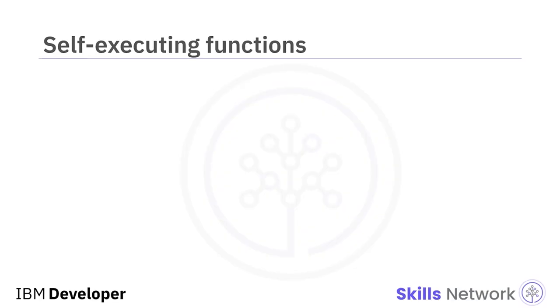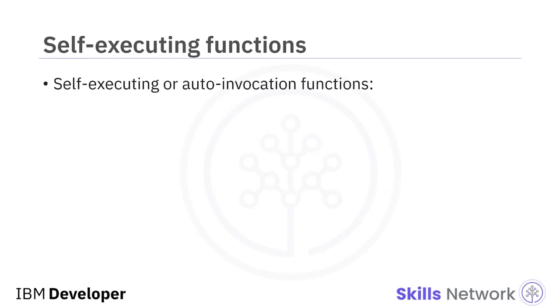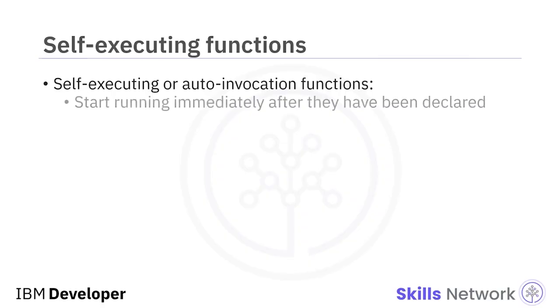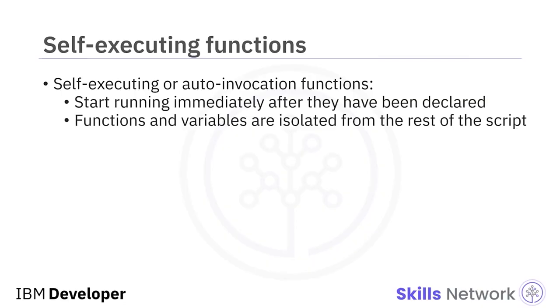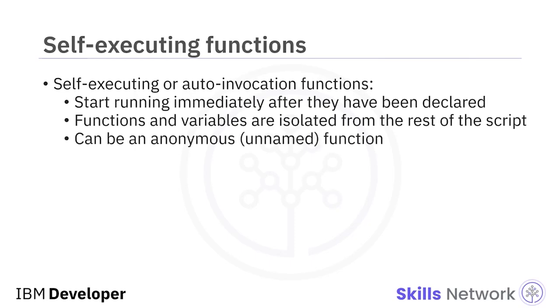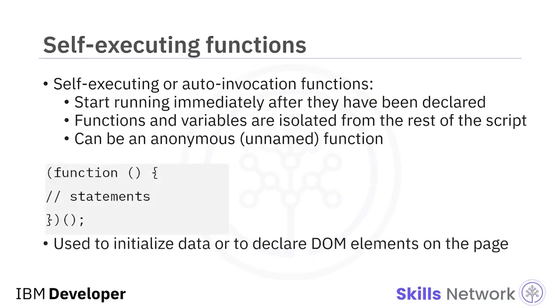Functions are usually declared first and not run until you specifically ask them to, as you saw in some of the previous examples. Auto-invocation or self-executing functions start running immediately after being declared. The functions and variables inside self-executing functions are only available to the code inside the self-executing function. Auto-invocation functions can also be unnamed or anonymous functions and have the format that is shown in the code block on the slide. Self-executing functions are often used to initialize data or to declare DOM elements on the page.